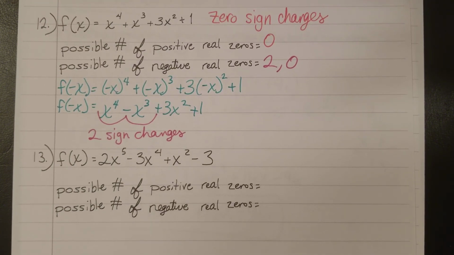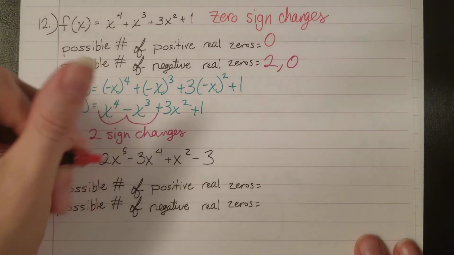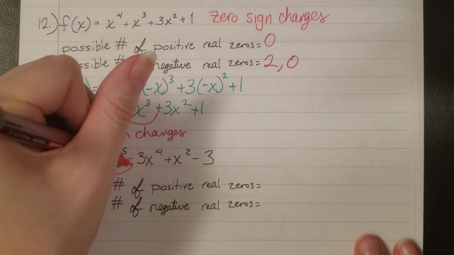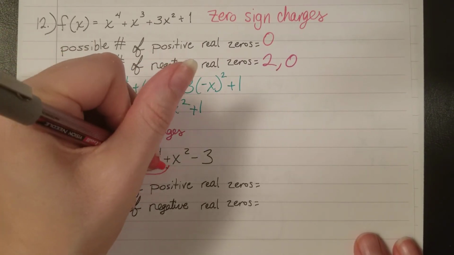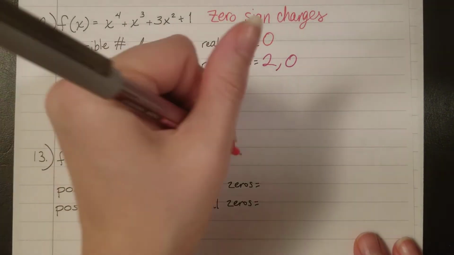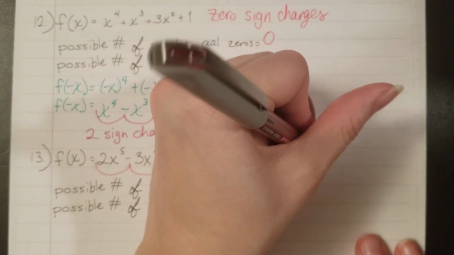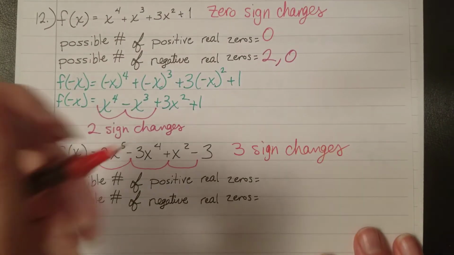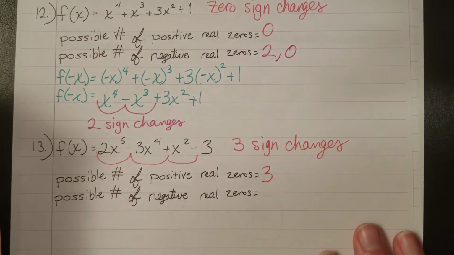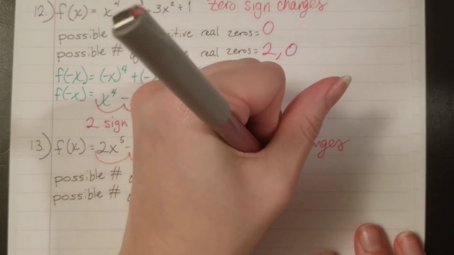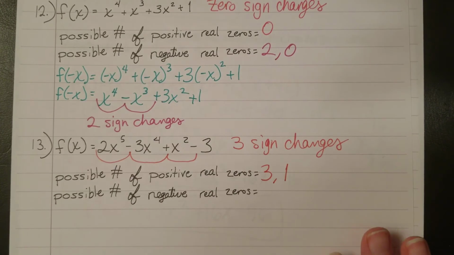All right, so on number 13, let's count the sign changes. So it goes from positive to negative, so that's 1, then negative to positive, that's 2, then positive to negative, that's 3. So it has 3 sign changes. So that means there might be 3 positive real zeros, or counting backwards by 2, there might be 1 positive real zero. So there's either going to be 3 or 1 positive real zeros.